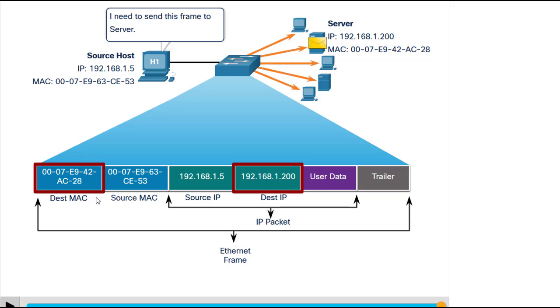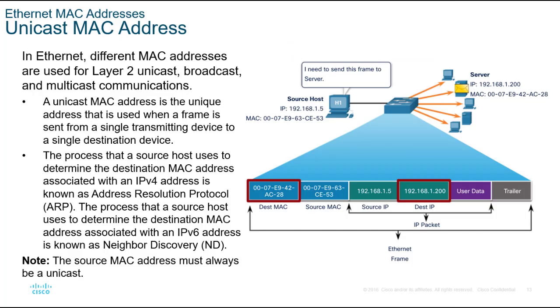The IP address and the MAC address combined will deliver the data to that one host. In this example, both the source and destination addresses are unique unicast addresses. In fact, the source MAC address of a frame will always be a unicast or unique address. A couple of processes that we will learn about later are used if a device knows the IP version 4 address, but not the MAC address for a destination.